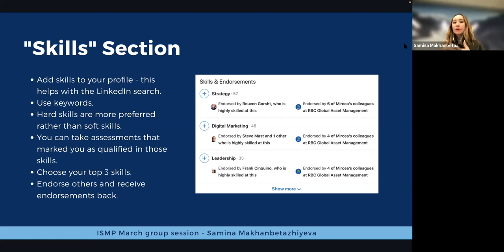But you can put really specific skills depending on your background and how you want to present yourself and where you are aspiring to gain more skills in. So that is the skills and endorsements.